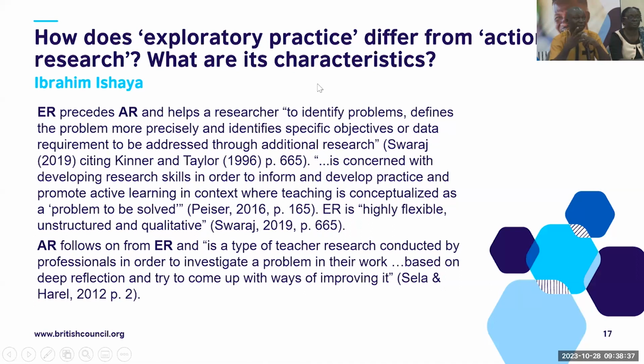Now, based on deep reflection, we try to come up with ways that we can improve it. And this is one of the areas where it is different from conventional research, where a researcher conducts research and discovers a problem, but just puts it forward. But in action research, there is room for intervention and evaluation, where we say, okay, since we have explored, this is what we found out, so this is how this problem can be improved.